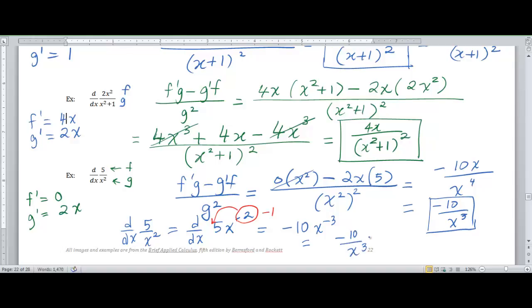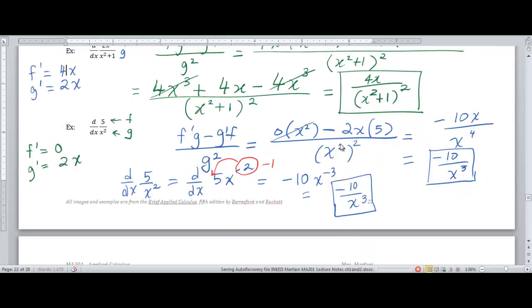So again, if the problem or the instructions don't specify what method to use, then use whatever simplest method you can. If it says use the quotient rule or use the product rule, then make sure you use that rule. Okay.